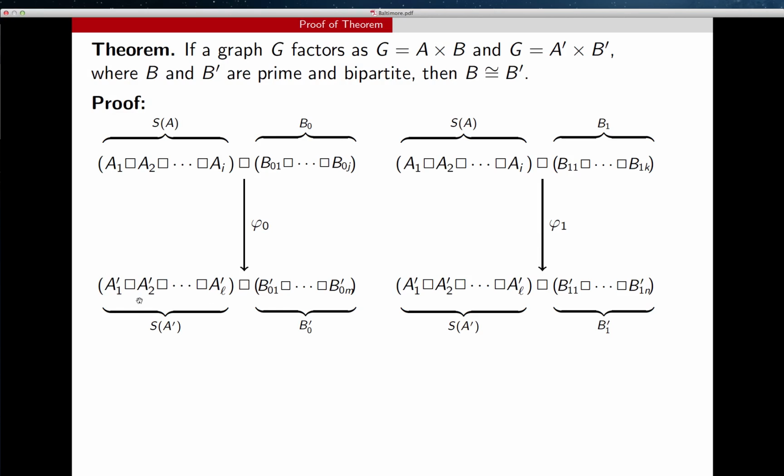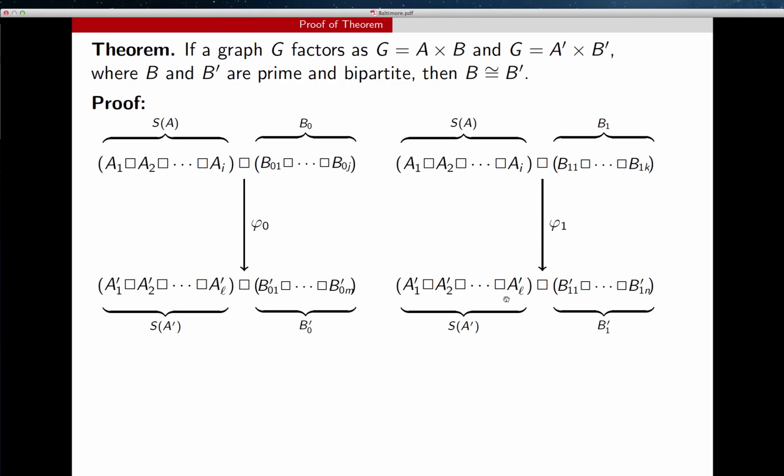This is S of A prime, and it's prime factoring over the Cartesian product. And here's B naught prime, and its prime factorization over the Cartesian product. Here's SA prime again, and its prime factoring over the Cartesian product. And the prime factoring of B1 prime is right here. So phi naught is an isomorphism from this prime factoring over the Cartesian product to the one on the bottom. Phi 1 is an isomorphism from this prime factorization to this one.